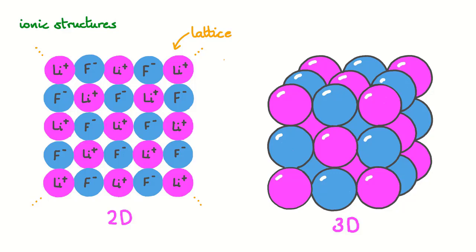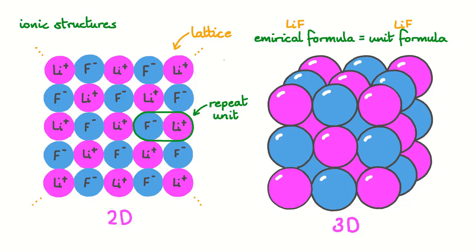So, unlike covalent compounds, ionic compounds do not have a molecular formula. Instead, we find the repeat unit that describes the whole lattice. And the unit formula for the ionic compound is the same as its empirical formula: the simplest ratio of the elements in the compound.